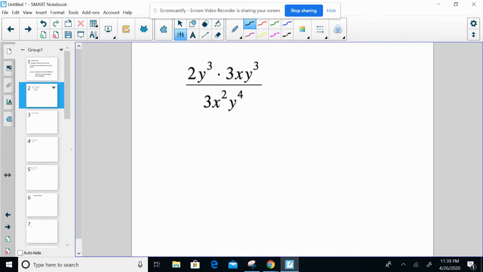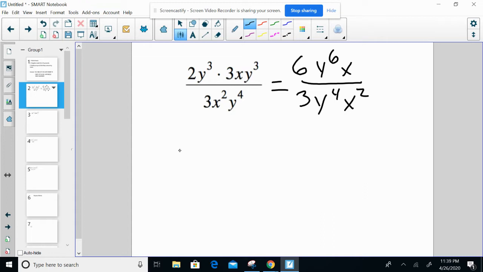So here we go. On the top, numbers still multiply like numbers, so 2 times 3 is 6. Y's, when you're multiplying, you add the exponents. So there are how many? 1, 2, 3, 4, 5, 6 y's on top, and only one x. And on the bottom, everything stays the same. I'm actually going to rearrange the x and the y just so we can more clearly deal with them, so they're one on top of the other.